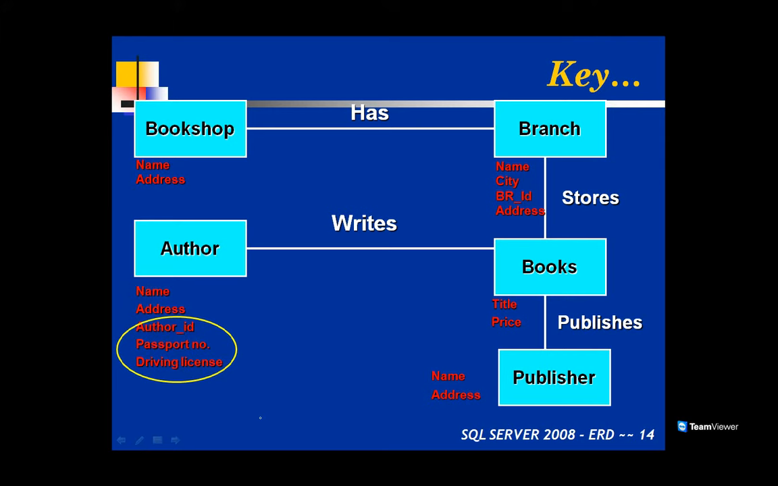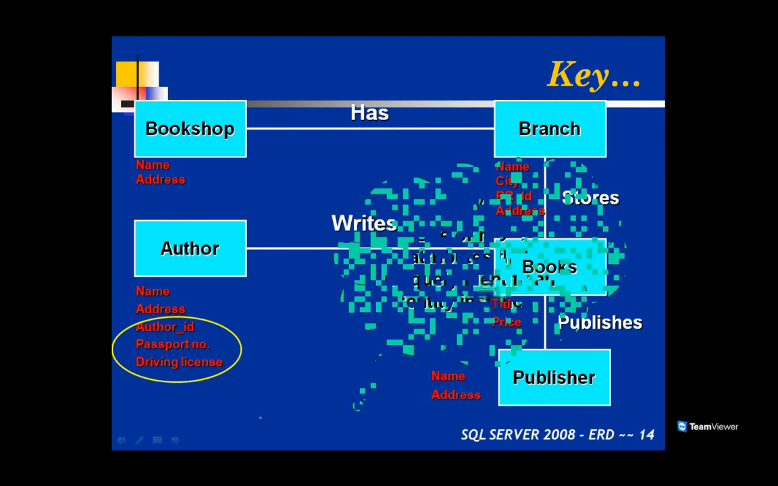Now you have author ID, you have passport number, you have a driving license number. All these three are attributes, but all these three are known as keys. But let us understand what is a key.